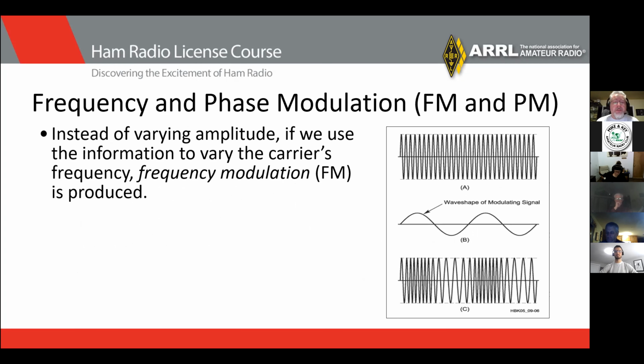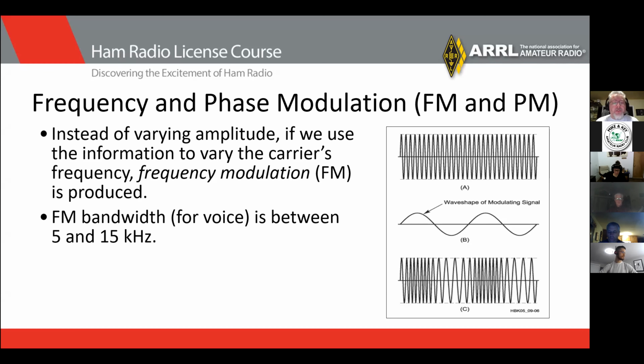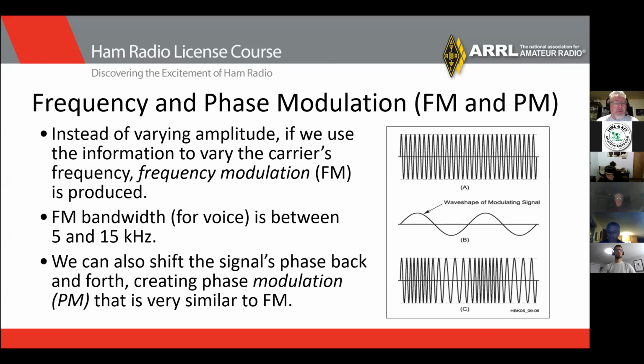Instead of varying amplitude, if we use the information to vary the carrier's frequency, frequency modulation is produced. FM bandwidth for voice is between 5 and 15 kilohertz. We can also shift the signal's phase back and forth, creating phase modulation, or PM, that is very similar to FM. So here you have the FM carrier and your modulating signal, and when you modulate it, you get it compressed here and stretched out here.